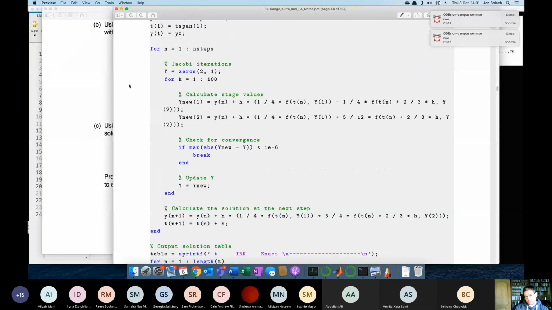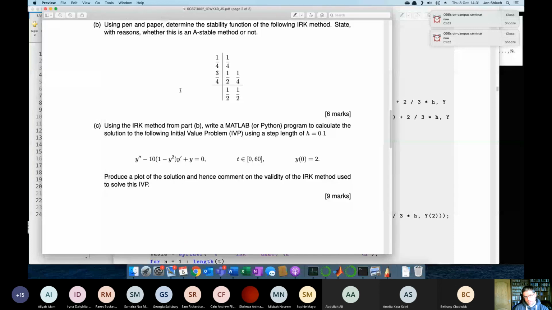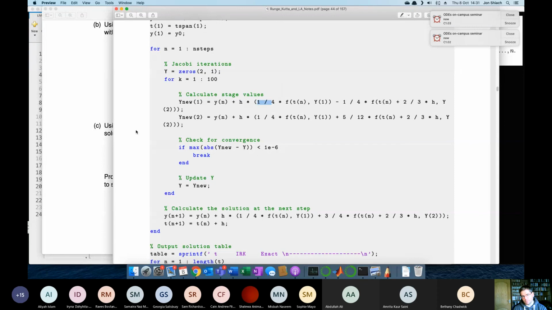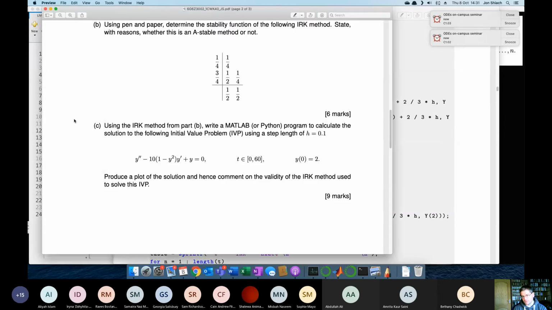Here we have this code in the notes. You can use this and adapt it. These values are the values for B1 and B2, and this is A11, etc. You'll have to change that for this method. But have a look at the A matrix there. It's a particular type of IRK method, and you can make some efficiency savings by how you calculate this, and that's about as much as I'll say about that.